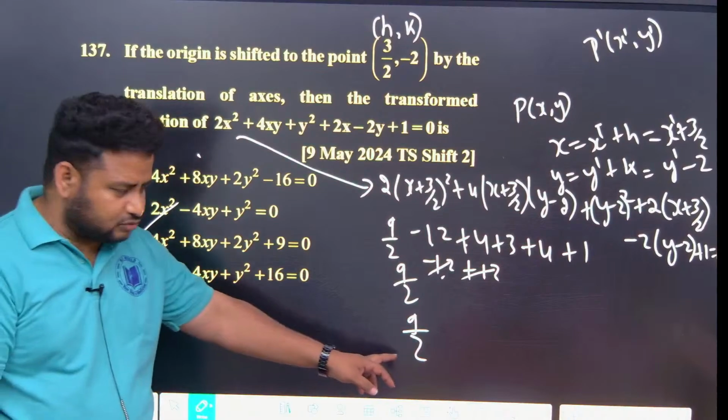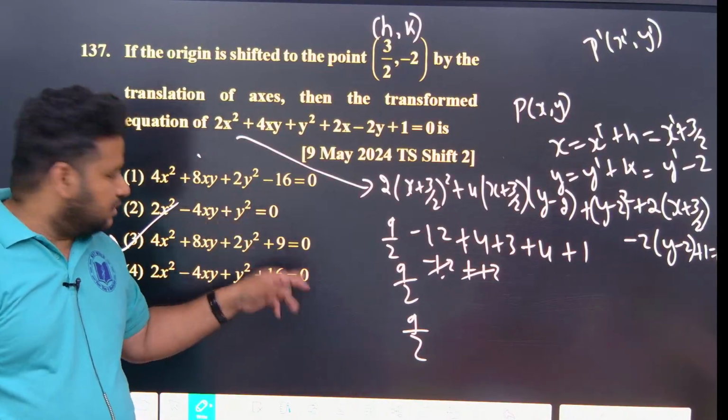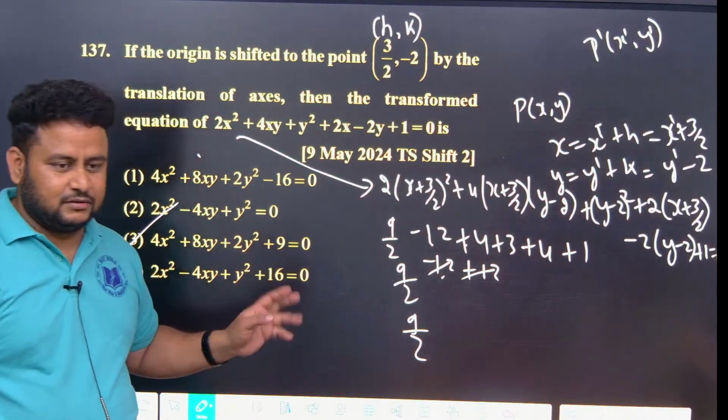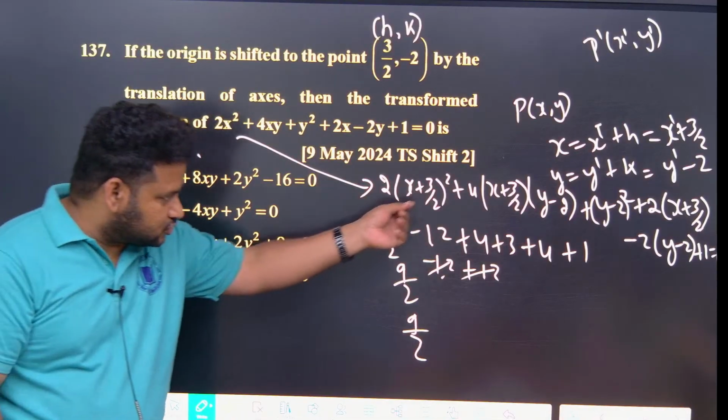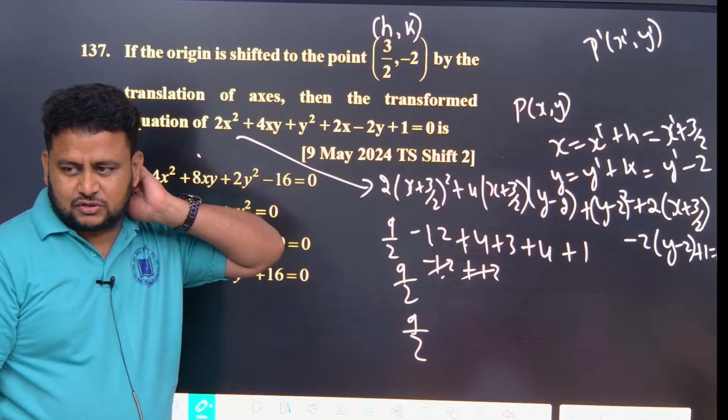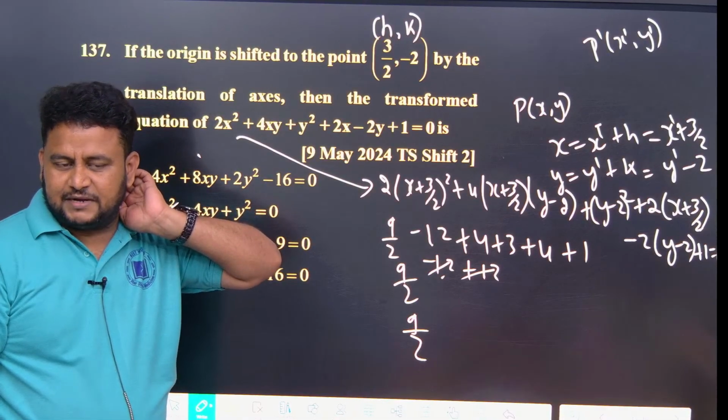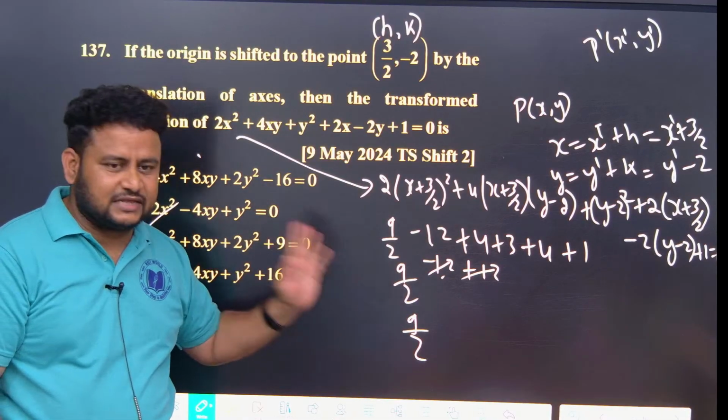What will happen to this 2? If you take LCM, 2 will go, and 2 into 0 is 0, we will have only 9. So directly you can get the answer like this. Otherwise you have to solve this and get the answer. That will be taking a lot of time. Instead of that, we will do it like this.